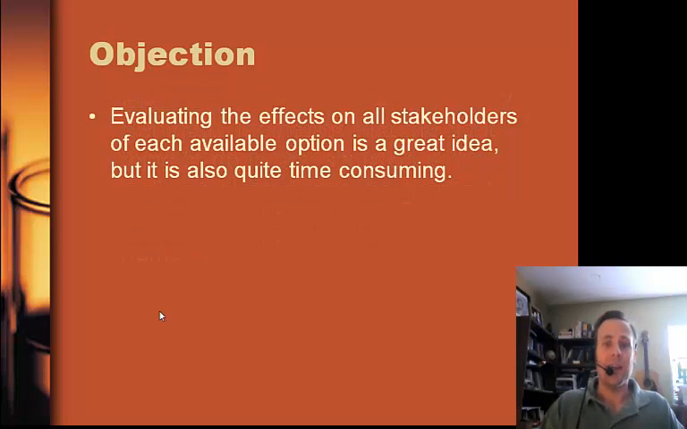Now, one objection to that is that if we evaluate the effects on all stakeholders for every available option of a given action, we're going to get some good results. So you remember the chart we did at the end of the last set of slides. It took maybe a half an hour to work through two possible options in that one scenario. So a half an hour is not a terribly long time, but it does take a while. And it turns out that often when we're making a moral decision, we don't really have a half an hour.